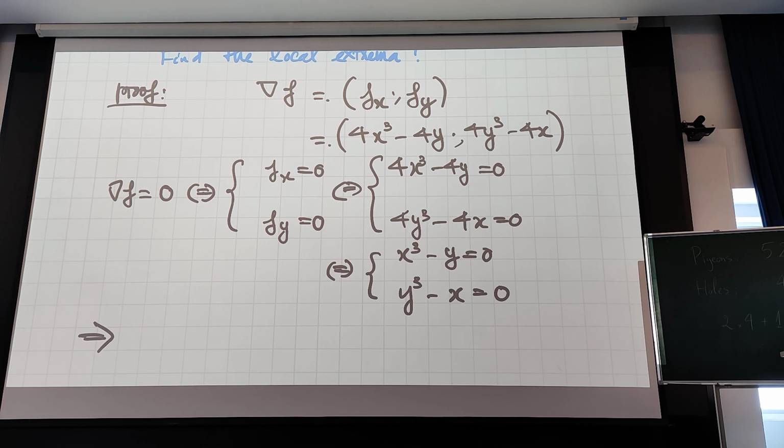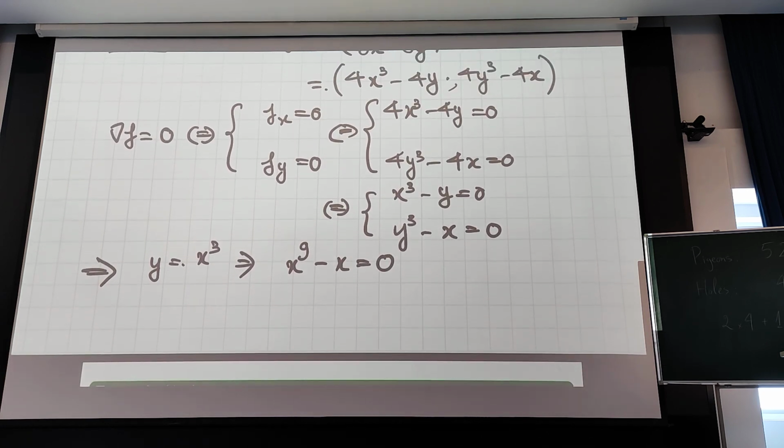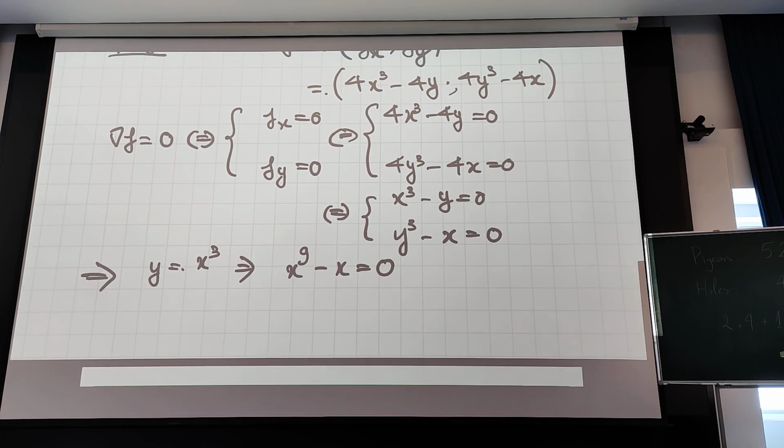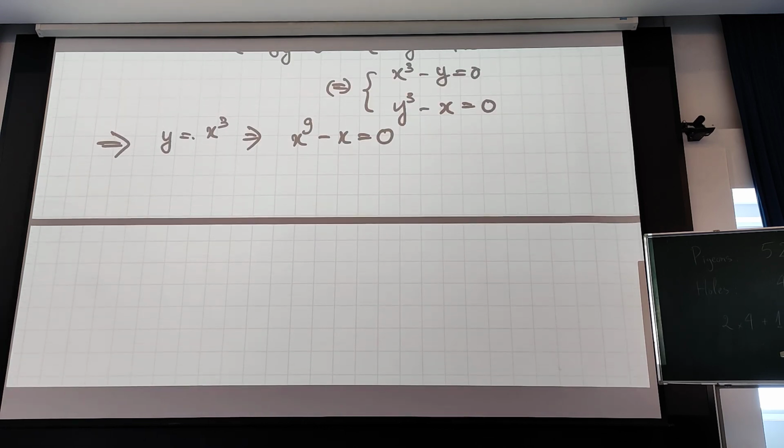From the first equation, you have y equal to x cubed, right? And substituting it into the second equation, you have x to the power of 9 equal to x, right? We need to solve this equation. It is very easy, and it is familiar to most of you. We use the factorization of polynomials.